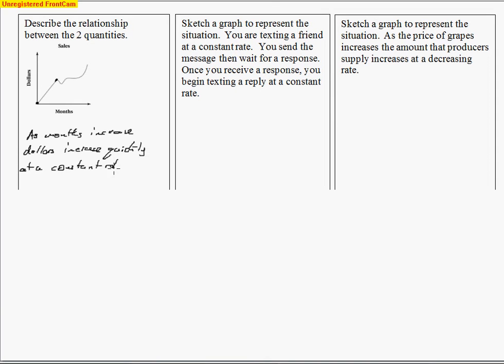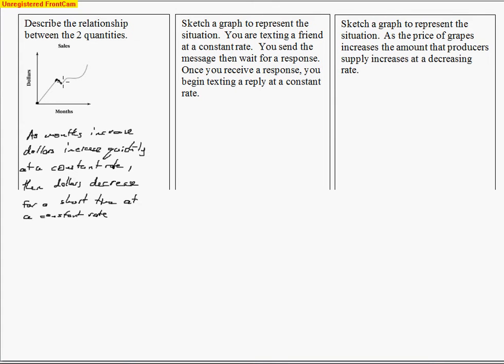Then it changes. So then it looks like it comes straight down. So I'm going to say, then dollars decrease for a short time at a constant rate. And so now I've covered two segments of it. I've got the first two.